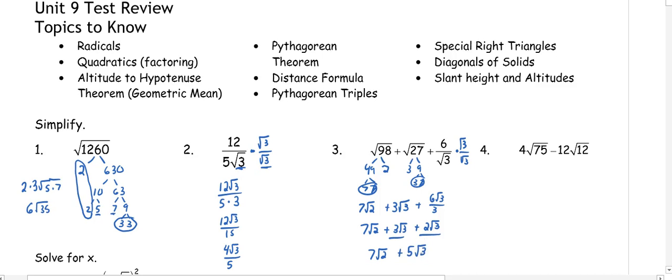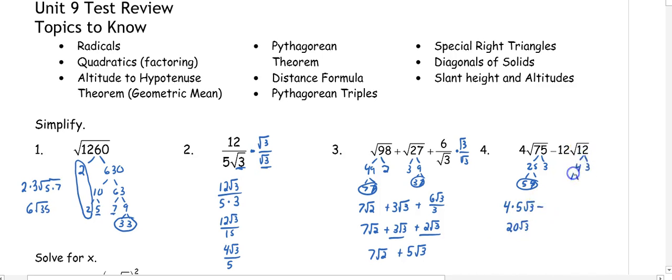In number 4, same thing, we need to reduce our radicals first. So 75 breaks down to 25 and 3. 25 breaks down to 5 and 5. So our pair is 5. We already have a 4 out front, so we need to multiply 4 times 5 root 3, which would get us 20 root 3.